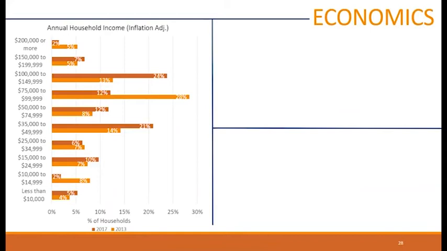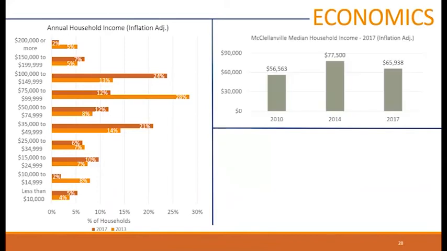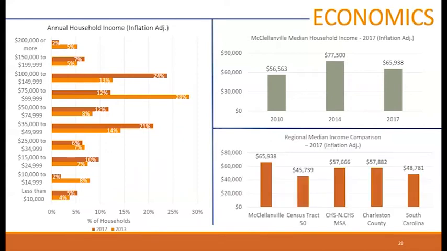The annual household income from 2013 to 2017 by brackets here shows increases in several income ranges, most noticeably in the $100,000 plus bracket. A few decreases in income brackets in that time as well. Median household income in 2017 was $65,938, down about $12,000 from the 2013 estimates. That could be correlated with the town's aging population, more retirees on fixed or lowered incomes. And then as a comparison, the town has notably higher median income than surrounding geography, as you can see here in this chart.